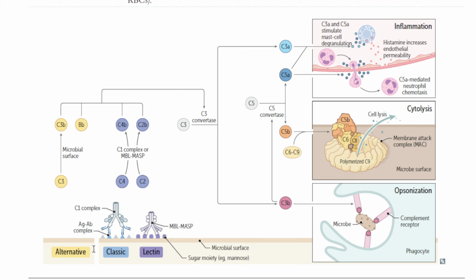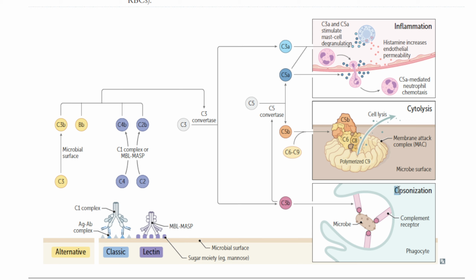And the alternative, we have here C3, followed by C3b in the microbial surface. So all those three cascades go straight into one of those three different options. Once the cascade is activated, either by the alternative, classic, or lectin pathway, they're all going to conclude in inflammation, cytolysis, or opsonization.